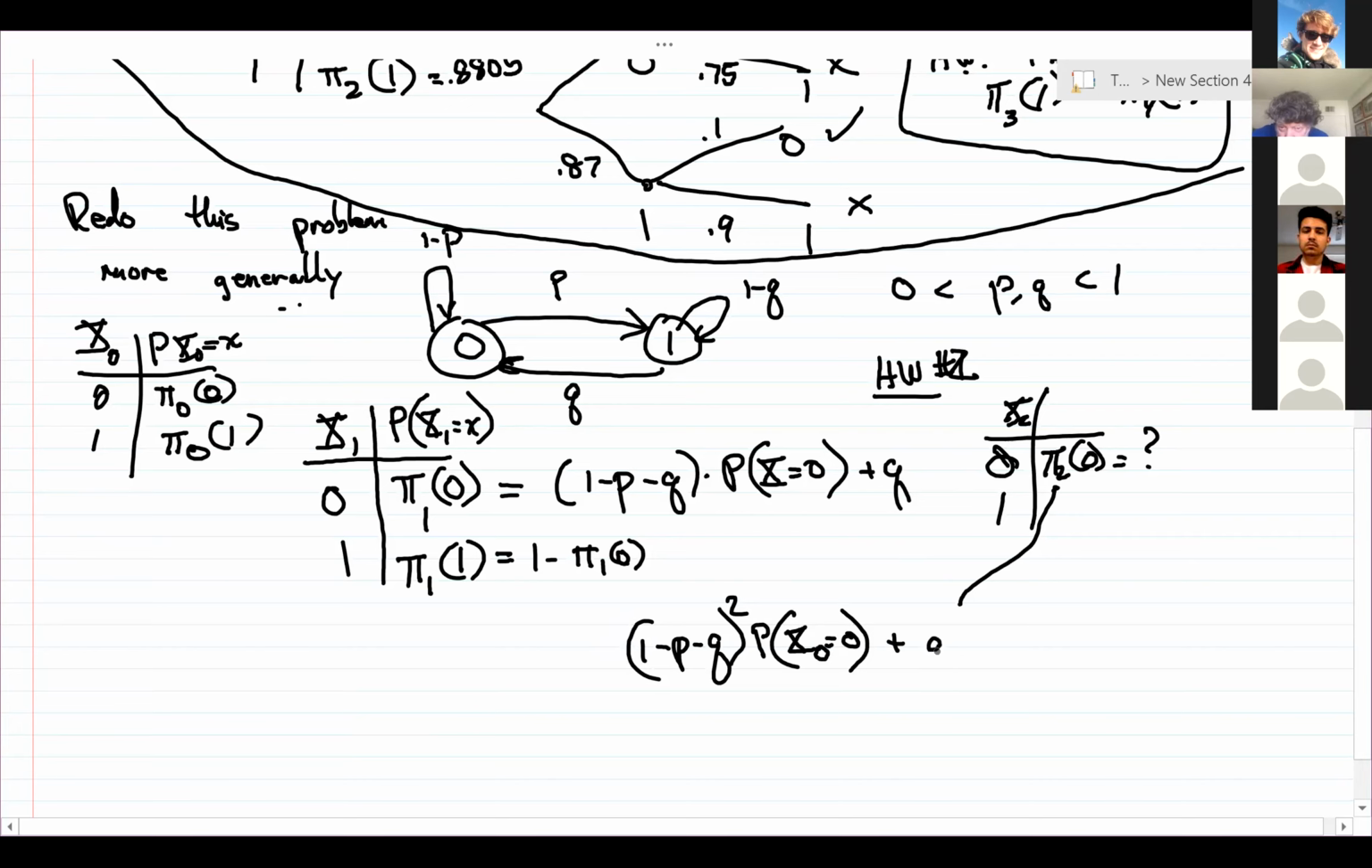Plus q times 1 minus p minus q plus q. Show this. Show that pi2 of 0 works out to be this. And if you get stuck, it's in the book.